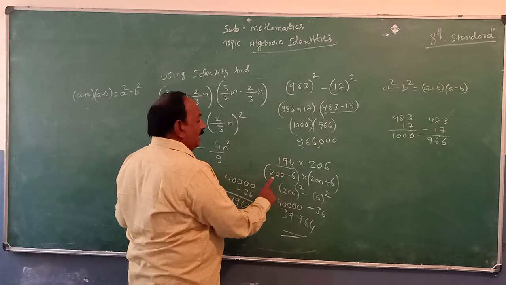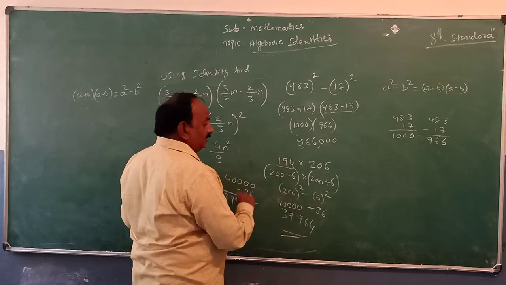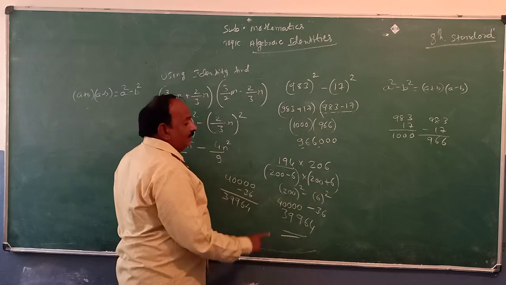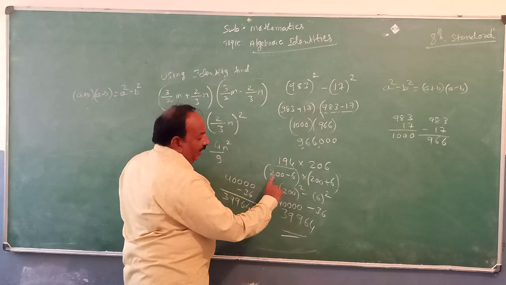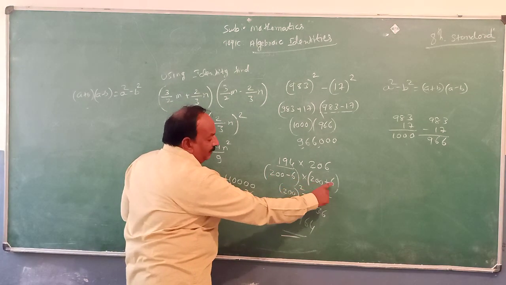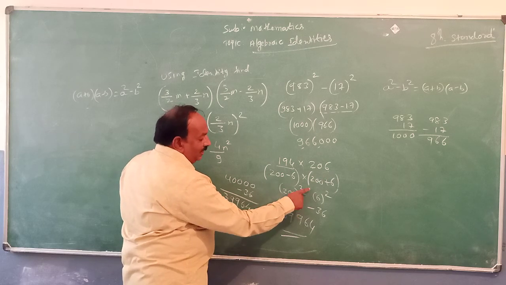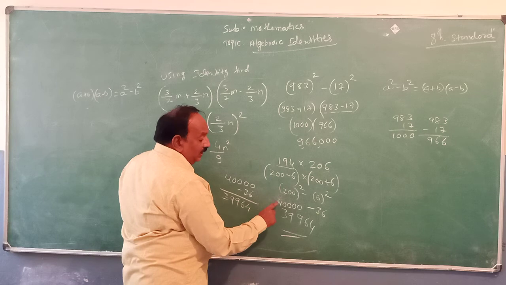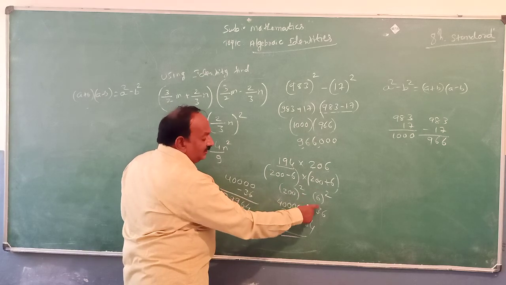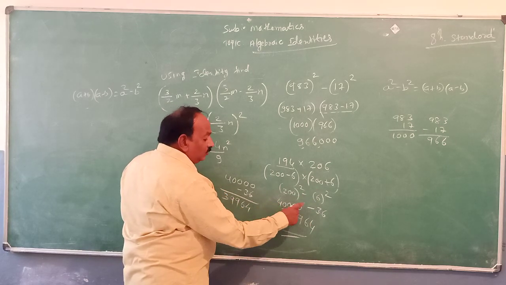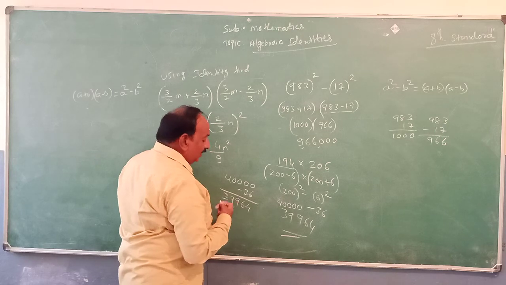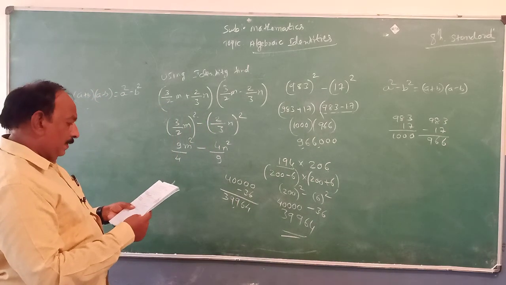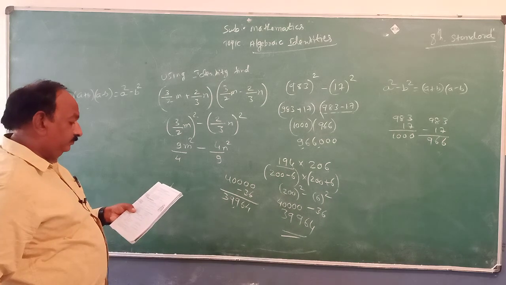194 can be written as 200 minus 6. 206 can be written as 200 plus 6. This is of the form (a - b)(a + b), a square minus b square. 200 whole square, 200 into 200 is 40,000. 6 6s are 36. 40,000 minus 36 is 39,964. Next problem.